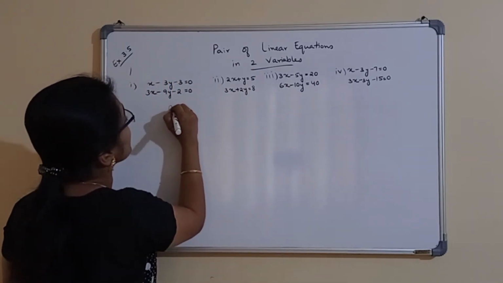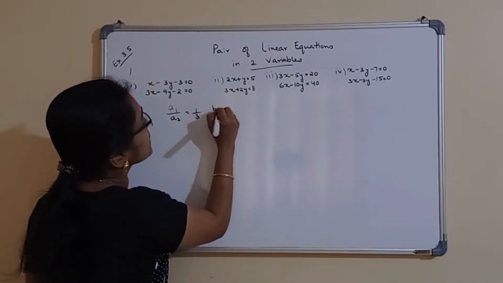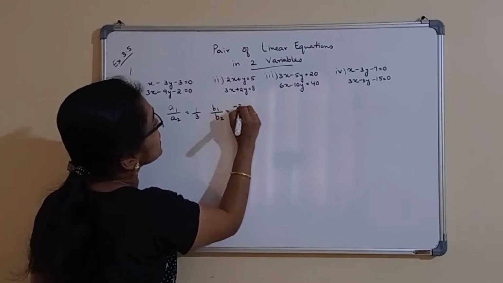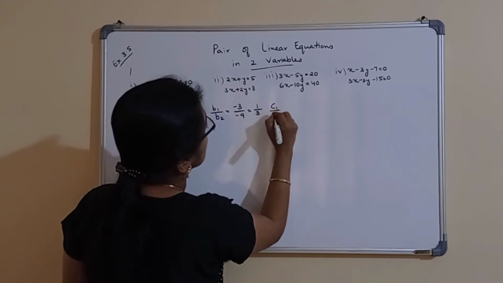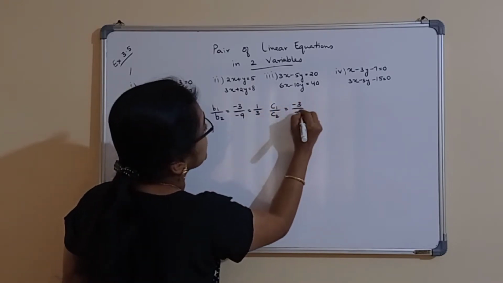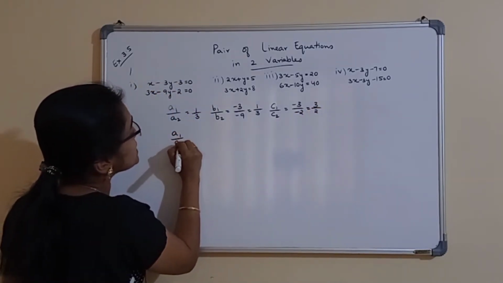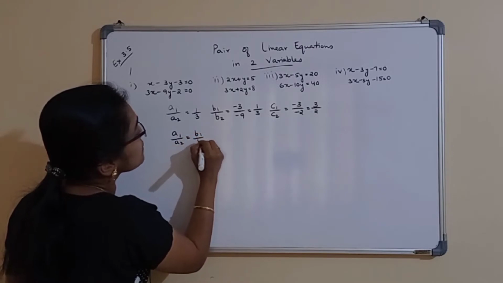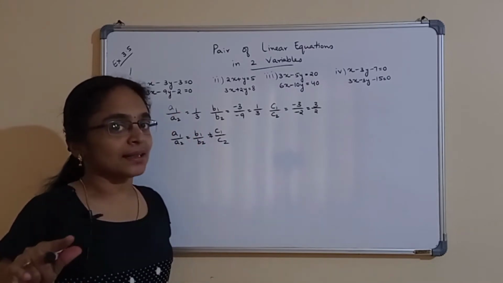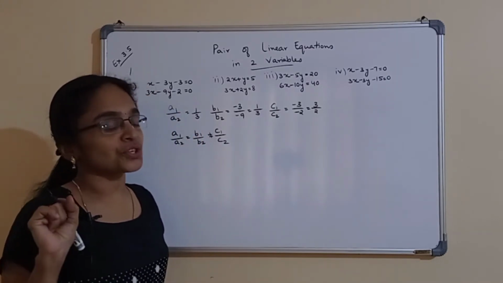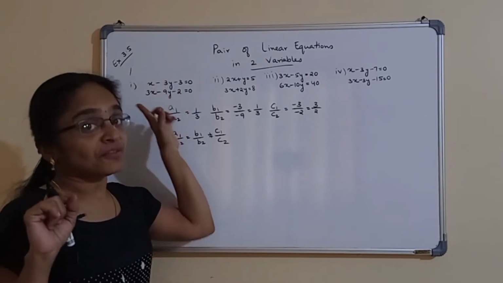Here a1 by a2 is equal to 1 by 3, and b1 by b2 is equal to minus 3 by minus 9, which is equal to 1 by 3. And c1 by c2 is equal to minus 3 by minus 2, which is equal to 3 by 2. So, a1 by a2 is equal to b1 by b2, which is not equal to c1 by c2, which means the lines are parallel. So, they don't have any solution. We got that this pair of linear equations has no solution.